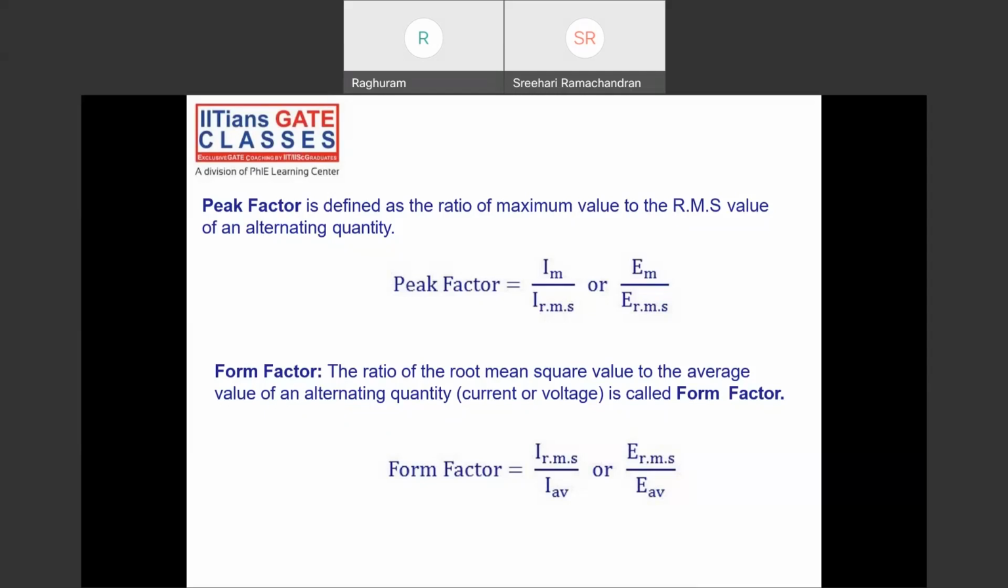Form factor indicates whether the waveform is nearer to a square wave or not. RMS value by average value. If it's a square wave, RMS value and average value are the same, so the form factor for a square wave is 1. That way you'll understand the formation of the wave, the peakiness of the wave, like that.